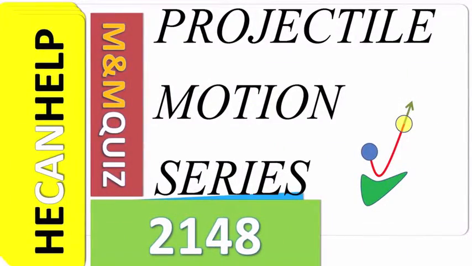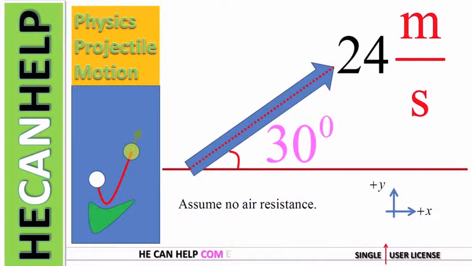Projectile Motion Series, M&M Quiz 2148. Welcome. Before we get to the problem, we have a velocity vector of magnitude 24 meters per second, and the angle is 30 degrees with respect to the horizontal. Assume positive x is defined as to the right, and positive y is defined as vertically up. Assume no air resistance. So we have a projectile that is kicked at an angle of 30 degrees with respect to the horizontal. What is the velocity vector? What is the magnitude of the velocity vector?